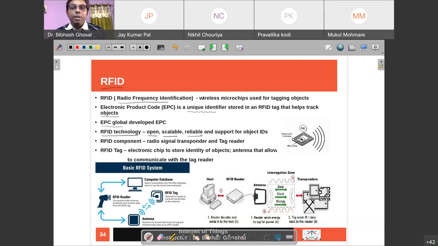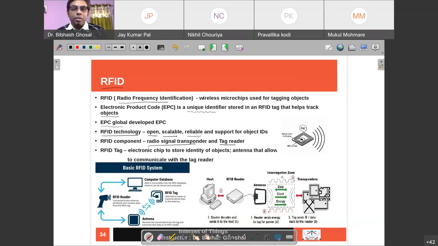And it's reliable. Specifically due to these three reasons, RFID has become popular, and it's heavily used in the logistics industry, even for tracking animals. The forest department is using that. So for object tracking, this is one of the most popularly used technologies. Talking about the components, there are two. One is the signal transponder, and the second one is the receiver, which we call the tag reader. The RFID tag, as you know, is a chip.